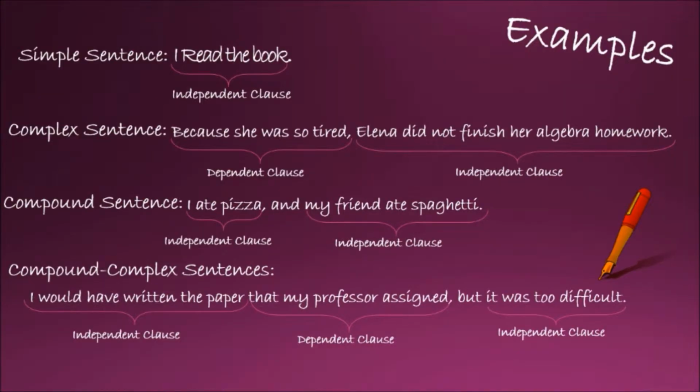I ate pizza is an independent clause because I is the subject and ate is the predicate. And is our coordinator that connects the 2 clauses together. My friend ate spaghetti is the other independent clause because my friend is the subject and ate is the predicate.